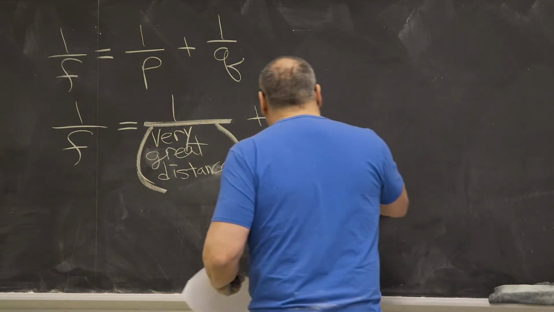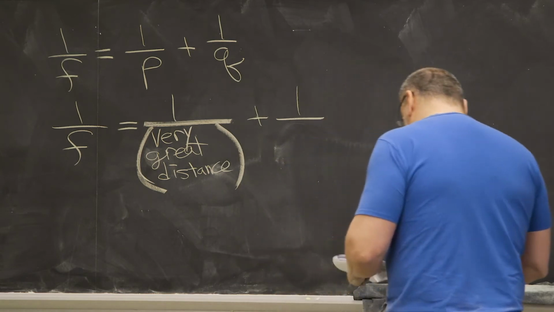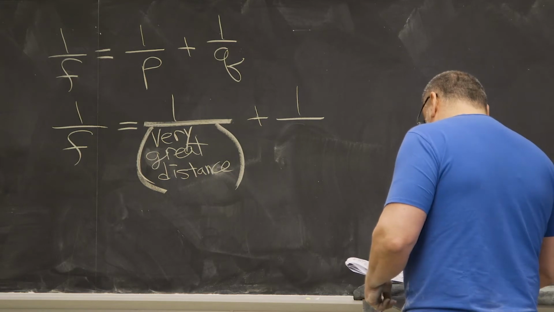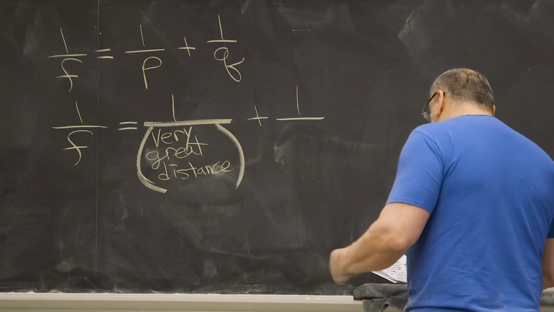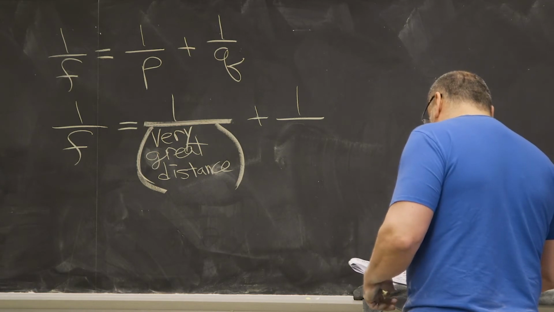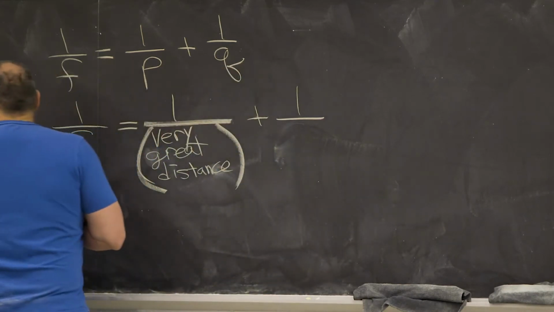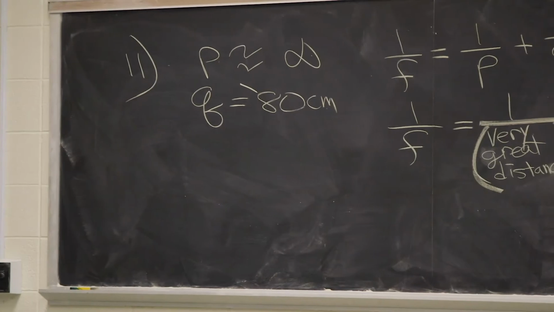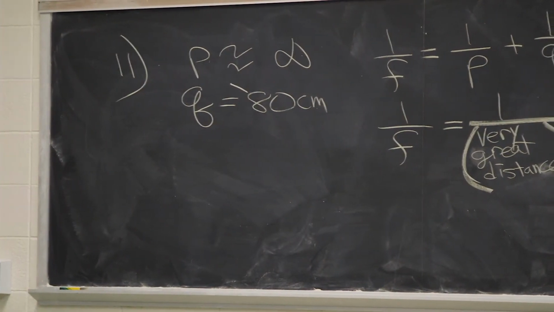If that's the case, you guys, it's got to be an upright virtual image. So let's see what we can say here. At his far point in front of the eye, his lens must form an upright virtual image of a very distant object at his far point, 80 centimeters in front of the eye. If the image is in front of the eye, that's a negative.